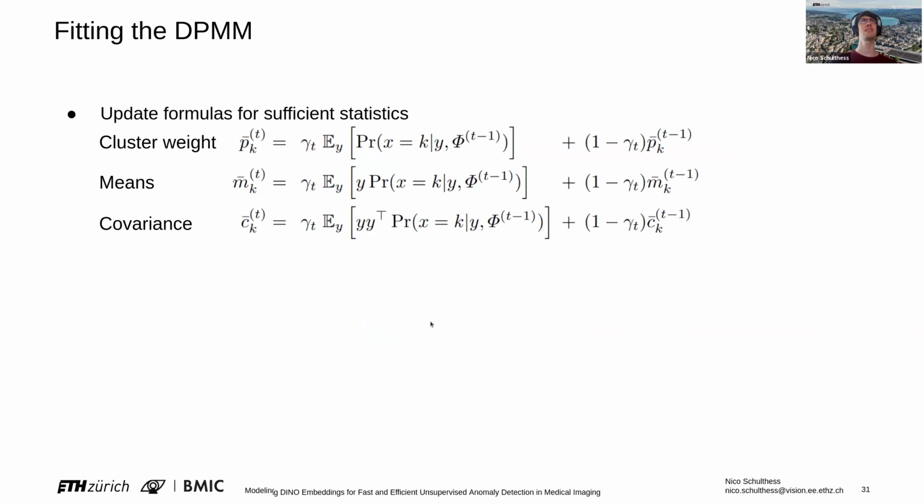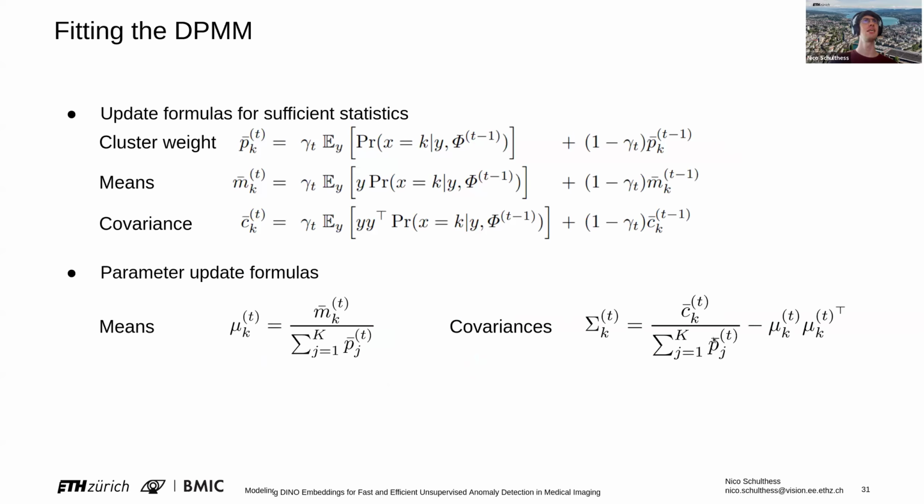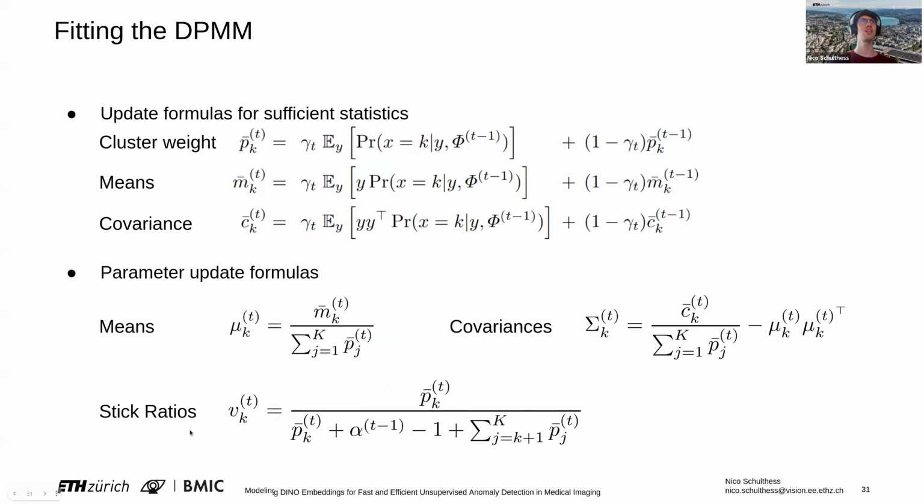And with these sufficient statistics, you can then run the math and get these two update formulas for means and covariances. These formulas, by the way, are exactly the same that you would get for a standard Gaussian mixture model. And for the stick ratios, or the component weights, it's a bit more complicated, and you would end up with this formula here.